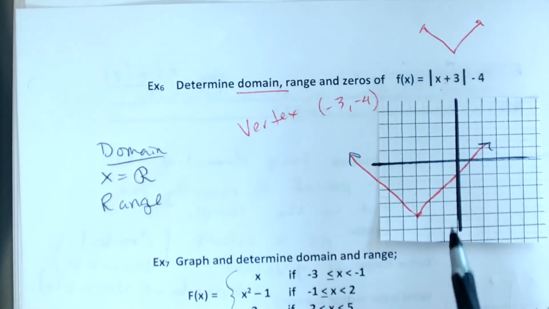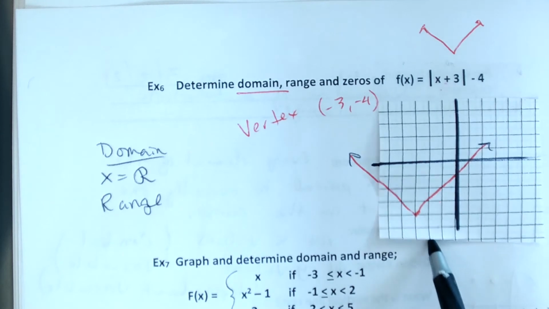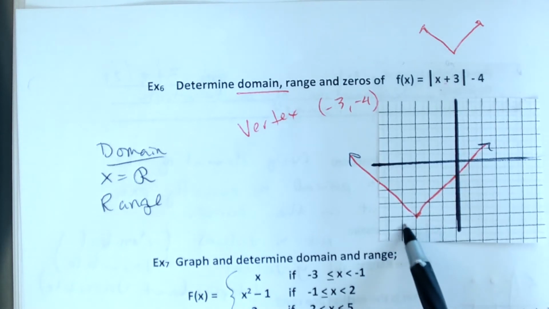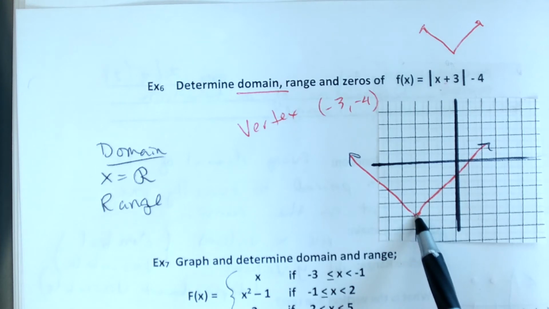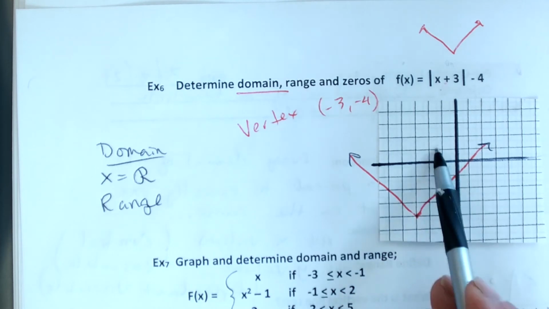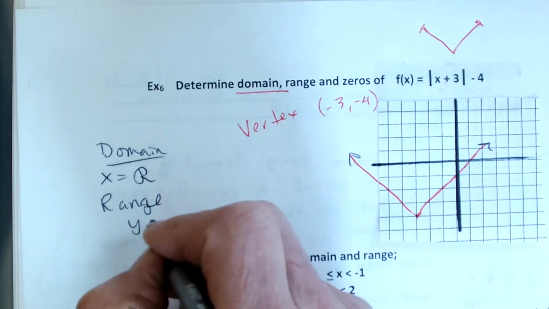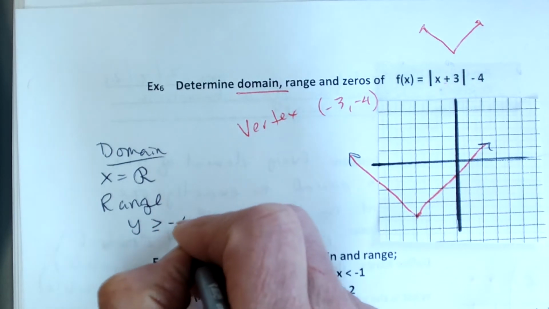The range, right, is just the y values. There are no y values on the graph down here at all possible y values. So the graph starts at a y value of -4 and goes up. Y is greater than or equal to -4, okay?